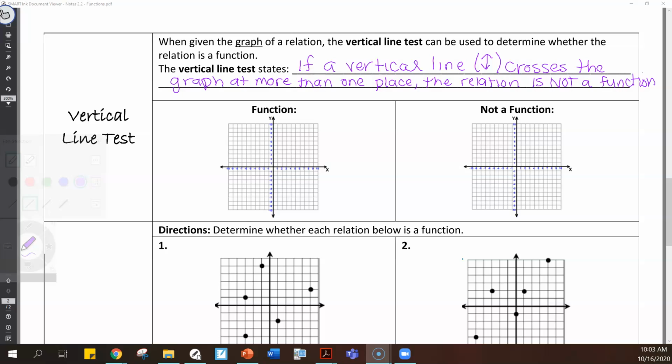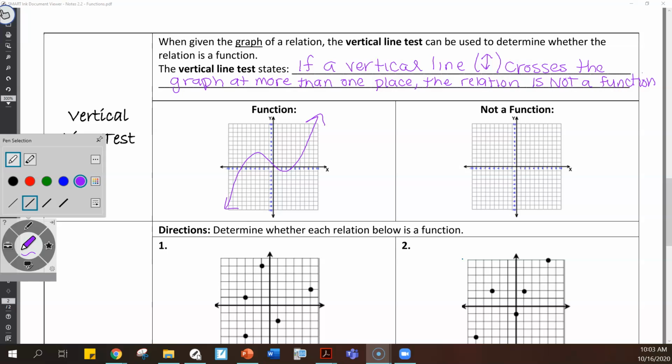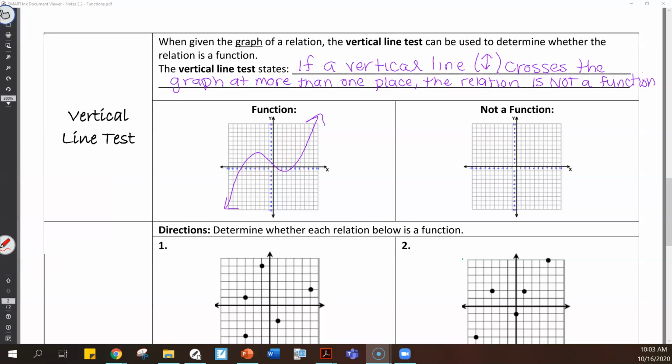So if I have a function that looks like, I don't know, like this, it can be a little hard to determine whether that is a function or not. So what I can do is draw a bunch of vertical lines and see where they cross my function. So this first line crosses about right there and nowhere else.